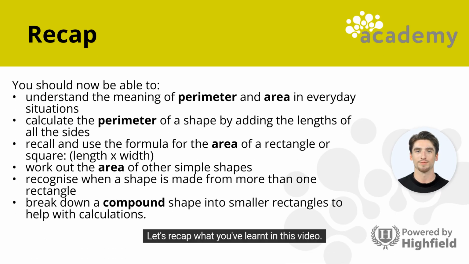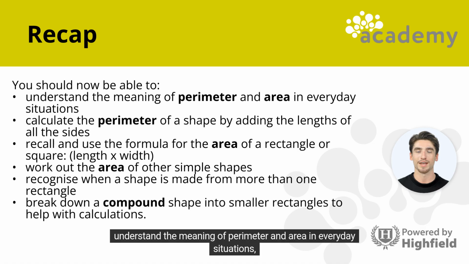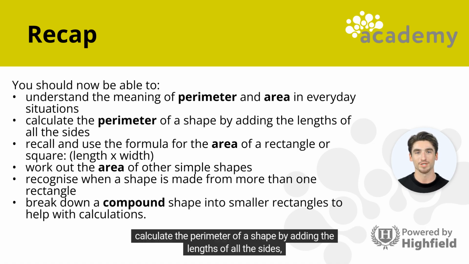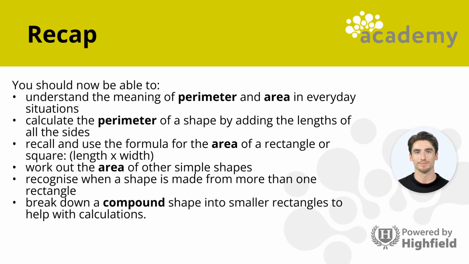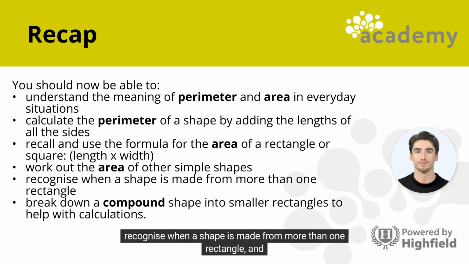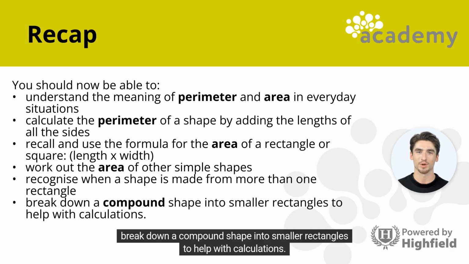Let's recap what you've learnt in this video. You should now be able to understand the meaning of perimeter and area in everyday situations, calculate the perimeter of a shape by adding the lengths of all the sides, recall and use the formula for the area of a rectangle or square, work out the area of other simple shapes, recognize when a shape is made from more than one rectangle, and break down a compound shape into smaller rectangles to help with calculations.